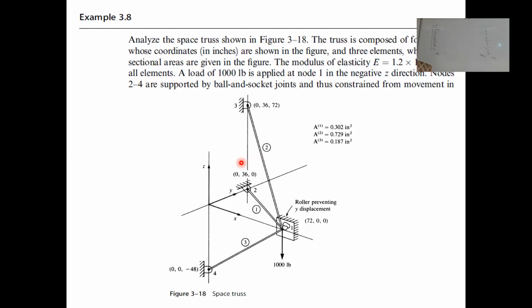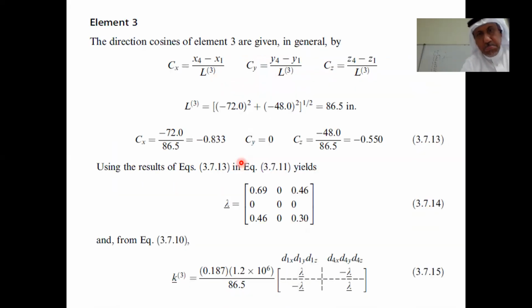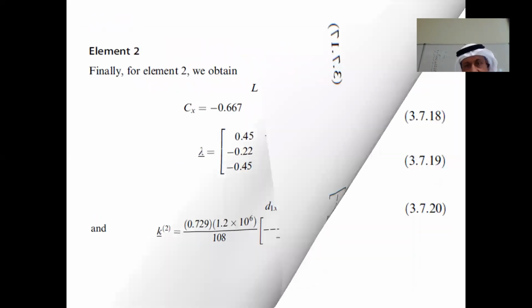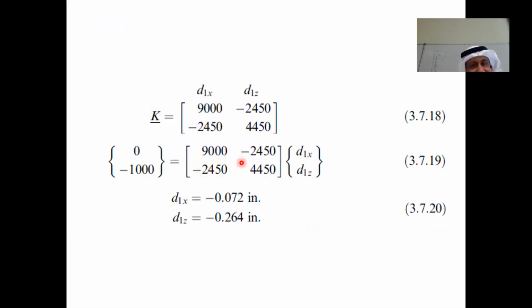Very simple. The first equation you will generate: 0 equals, you take the first row and you multiply it by this column. You get one equation with U1 and W1. And then you go to the third equation, minus 1,000 equals the third row, you multiply it by this, you get another equation. And then you solve for U1 and W1. Just mechanical, right? This is U1, and this is W1. And then you solve for that.